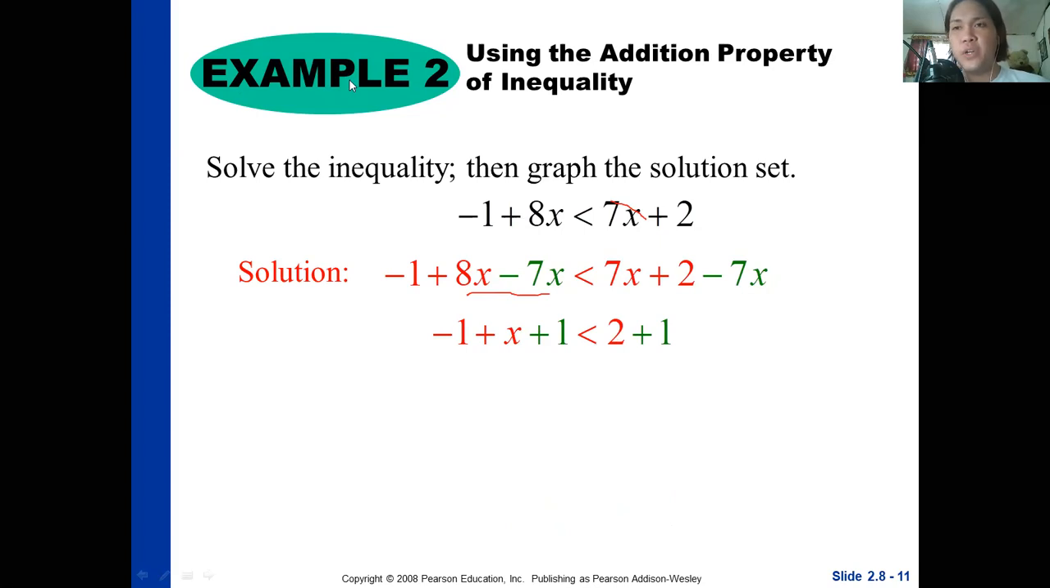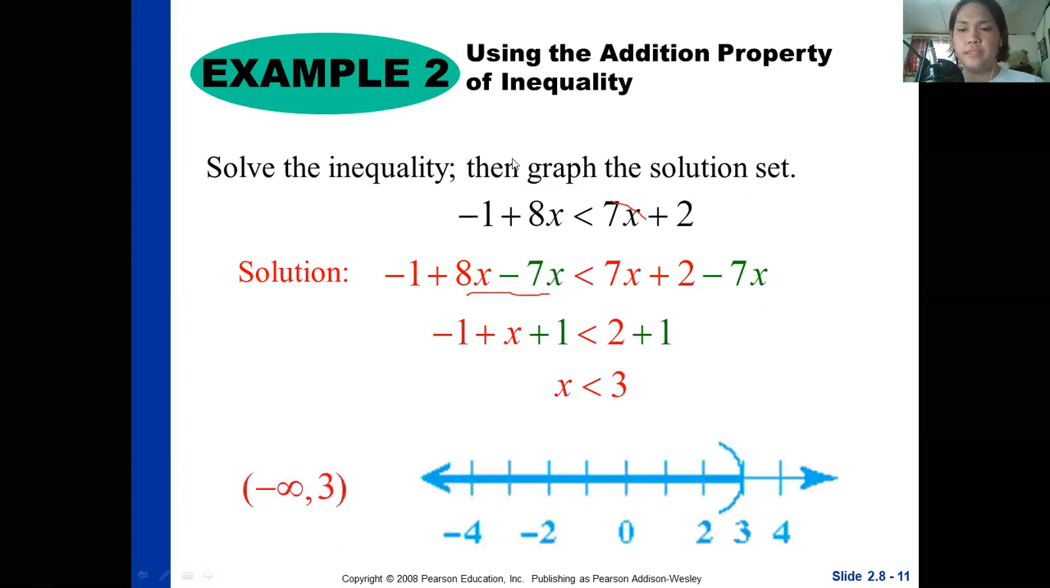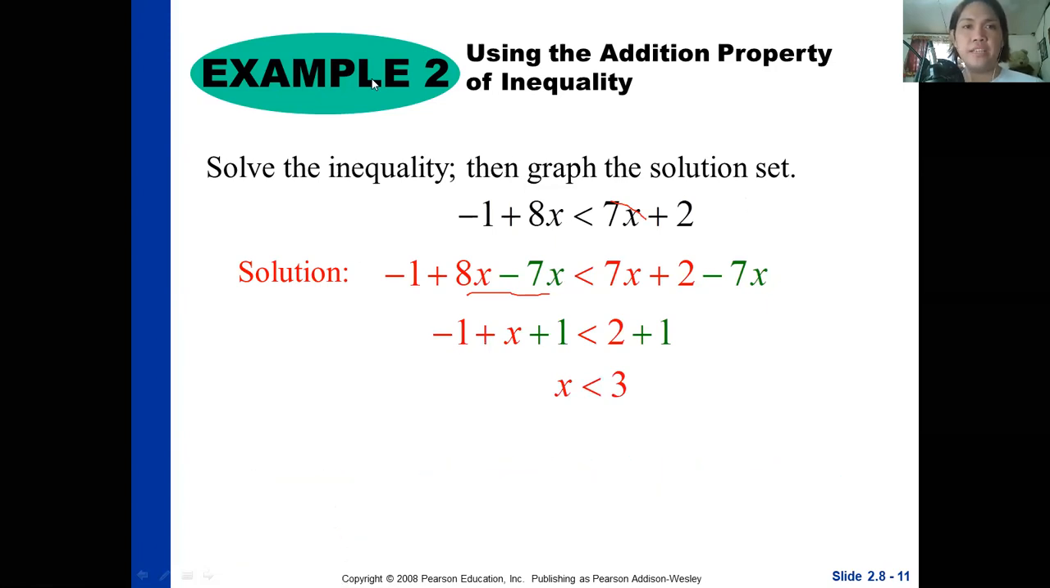I want you to focus on the green color. We all know that -1 plus 1 will give us 0. That's why we have x as our left side in our inequality. Then 2 plus 1 is 3. So our answer is x less than 3. This is the solution set: x is less than 3.